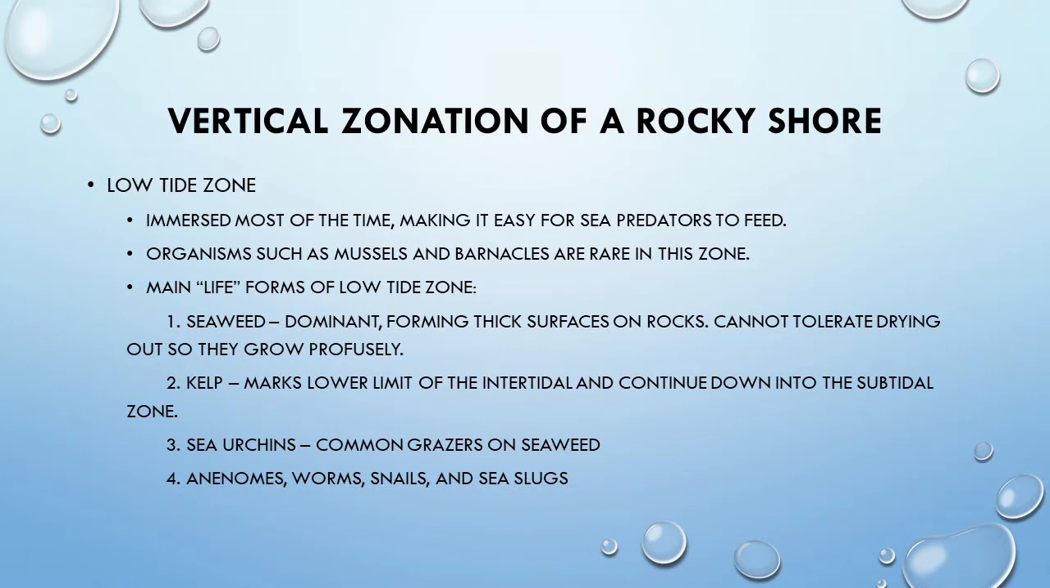Number two are the kelps. This marks the lower limit of the intertidal and continues down into the subtidal zone. Number three are the sea urchins, which are the common grazers on seaweed. Number four are the anemones, worms, snails, and sea slugs.